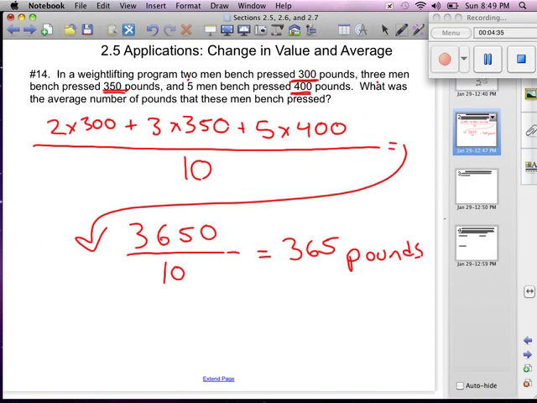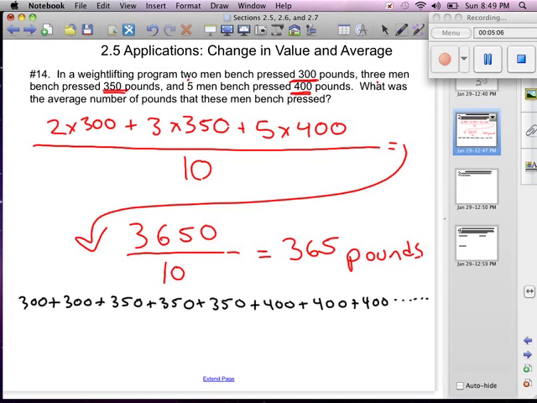Now, if it helps you to remember all these 10 different men bench pressing all these different weights, it's okay to write 300 plus 300 plus 350, and you write out every single one. That's okay with me. Whichever way is going to help you get all the information in there is the way you should do it. I don't care. But I'm going to run out of room, so I'm going to abandon this method. But you probably write neater, and you would do just fine. Just remember to total up all your addition before you divide.